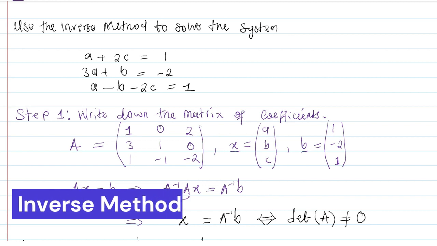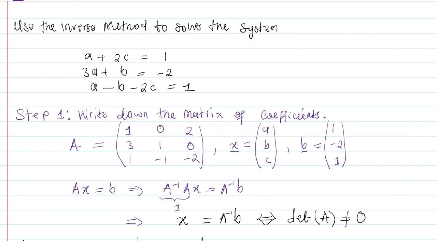Solving the system of linear equations using the inverse method. Given the system of linear equations, the first step is to write down the matrix of coefficients. So I just take the coefficient of A, which is 1. Here we don't have B, so we have 0, and the coefficient of C is 2, and the rest follows.